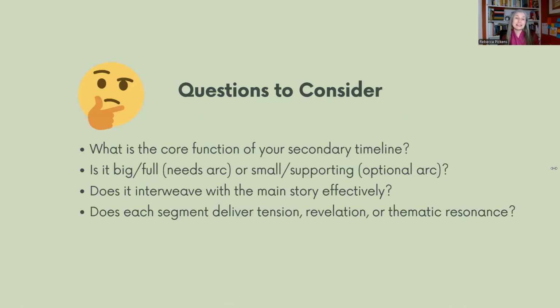So finally, as a takeaway, you might want to walk away with these questions in mind. When you are thinking about including a secondary timeline, ask yourself, what is the core function of your secondary timeline? Is it big? Is it full? Does this timeline need to align with your other timeline? If so, it needs a full arc. Or is it a supporting timeline, a secondary timeline? In which case, it can have an arc, but it doesn't need to have an arc.